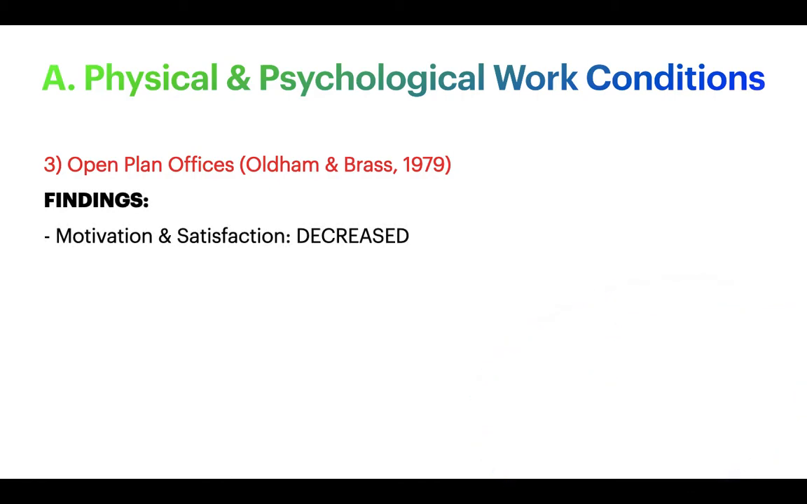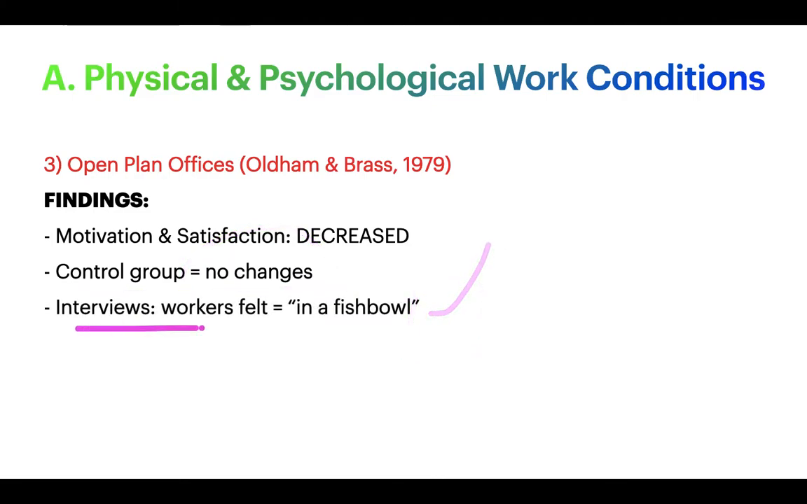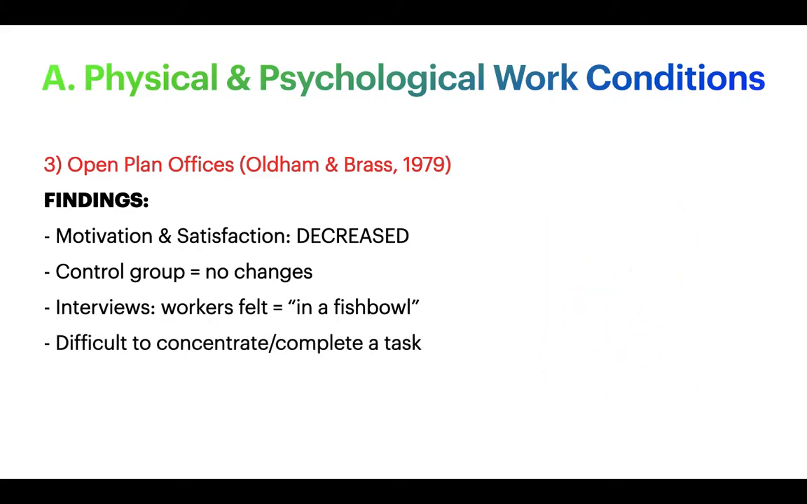Nope, that was not what they found, right? They found that motivation and satisfaction decreased. People were not happy, they were not motivated, right? In the control group, however, no changes. So people who were in the closed environment, they did all right. They had no change. Interviews, the workers felt like they were in a fishbowl, right? Everybody is in a fishbowl. Everybody is here. Everybody can see each other, talk to each other. There's no privacy. It was difficult for them to concentrate and complete a task.